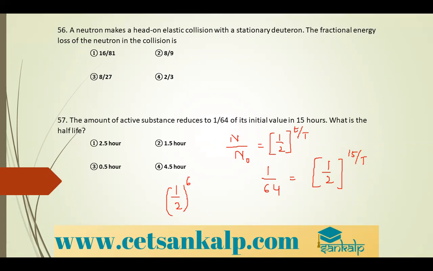Correct. So 2 to the power 6 gives 64. That is equal to half to the power 15 by t. Since the base is the same, we equate the exponents. So 15 by t is equal to 6. So t is equal to 15 by 6, which is 2.5 hours. So option A.